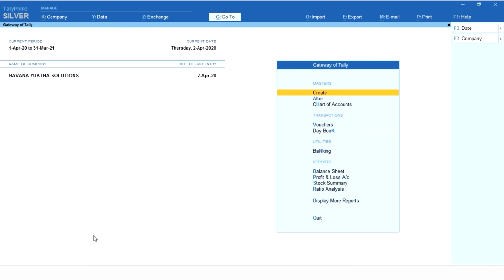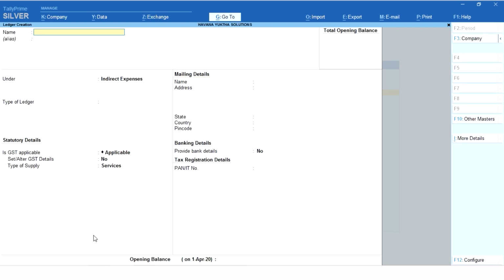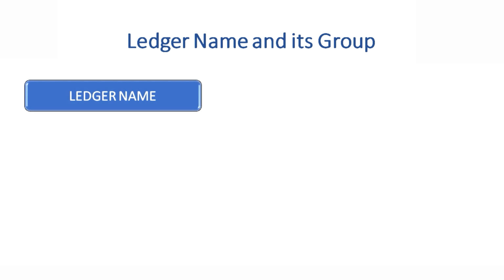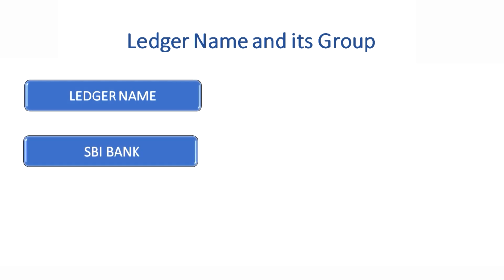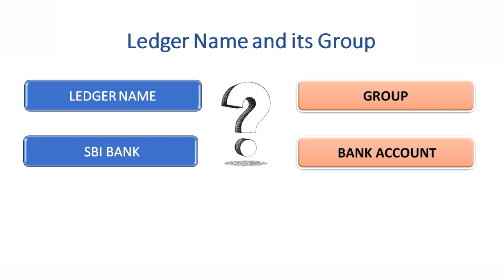And if you want to create any ledgers, we go with the create option here, ledgers, and we'll create a ledgers in this screen. So we go with some questions here. The ledger name, SBI Bank, and it should be grouped under what? So it should be grouped under bank account.